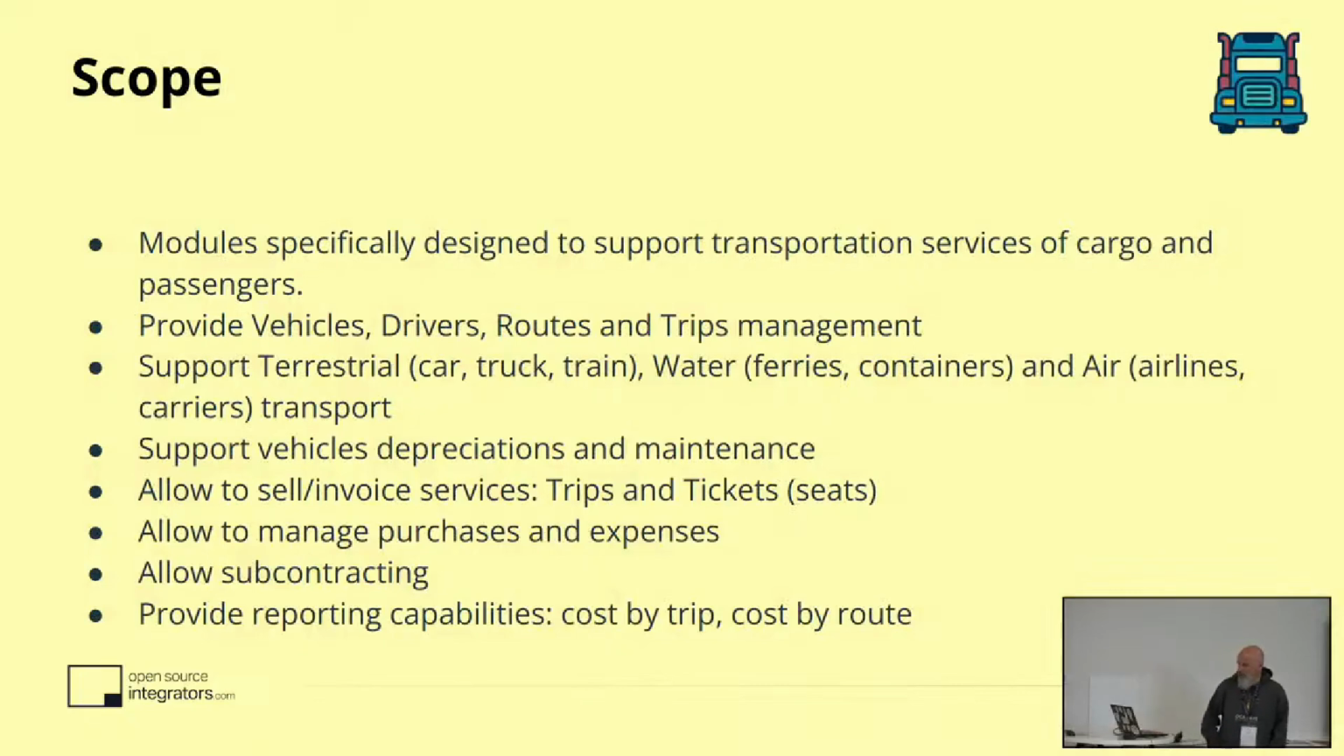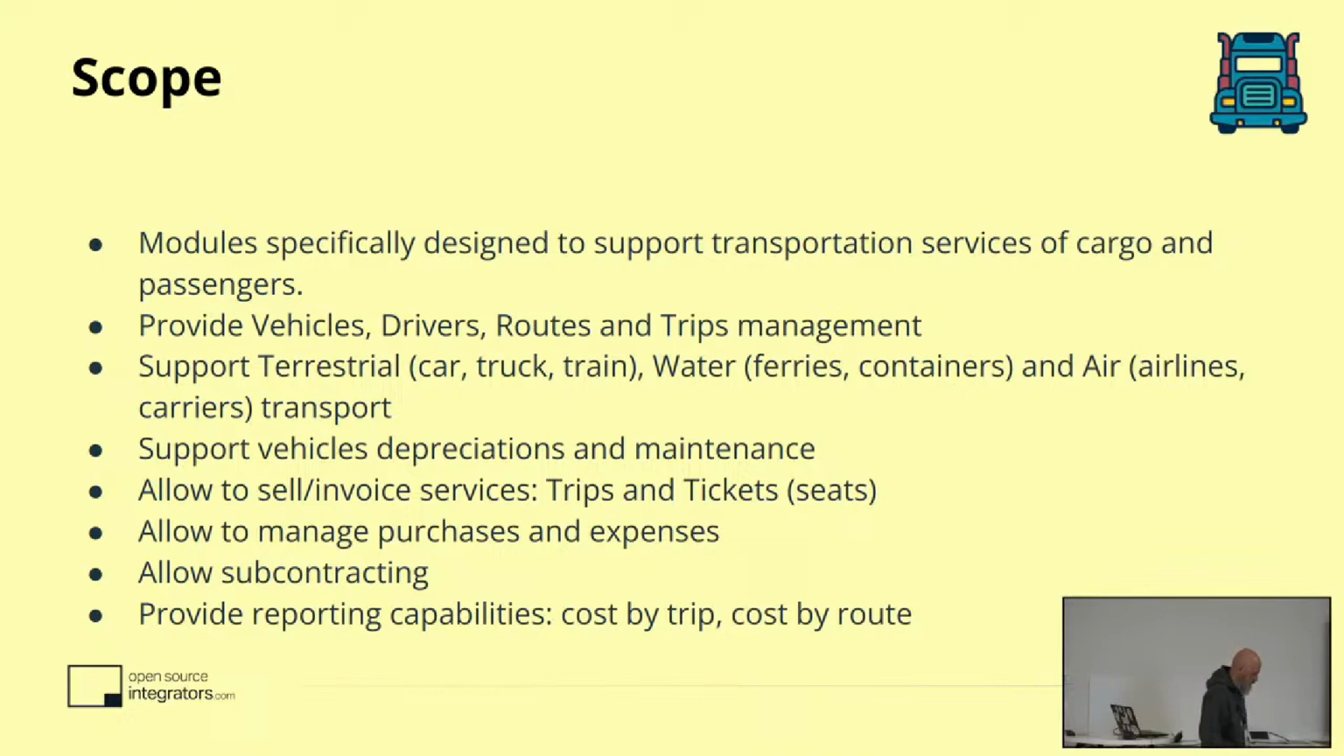So the scope, mostly designed, so he made the module originally for a truck company moving cargo, but we wanted to be more generic. We got some leads as well in transporting passengers. So the module provides vehicles, drivers, routes, trips. We support terrestrial transportation, so car, truck, train, water, ferries, container, airlines and carriers.